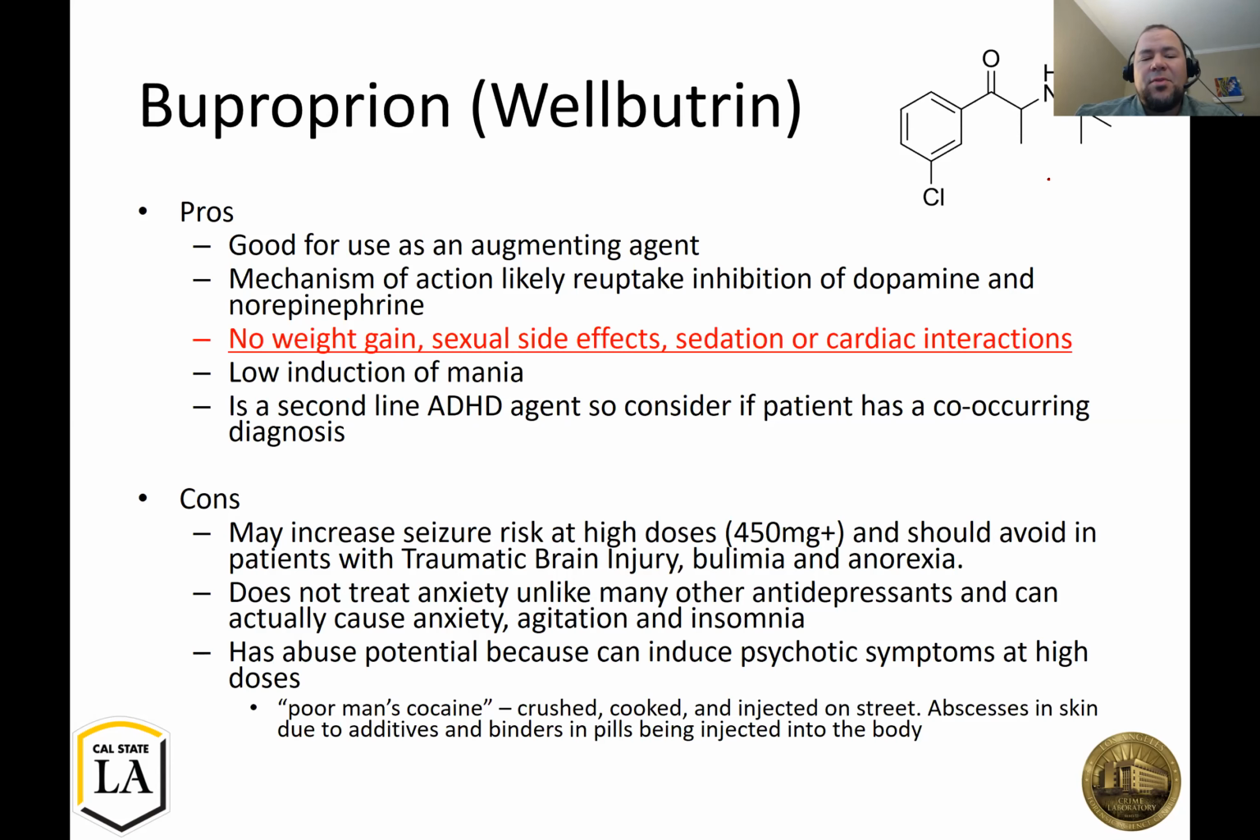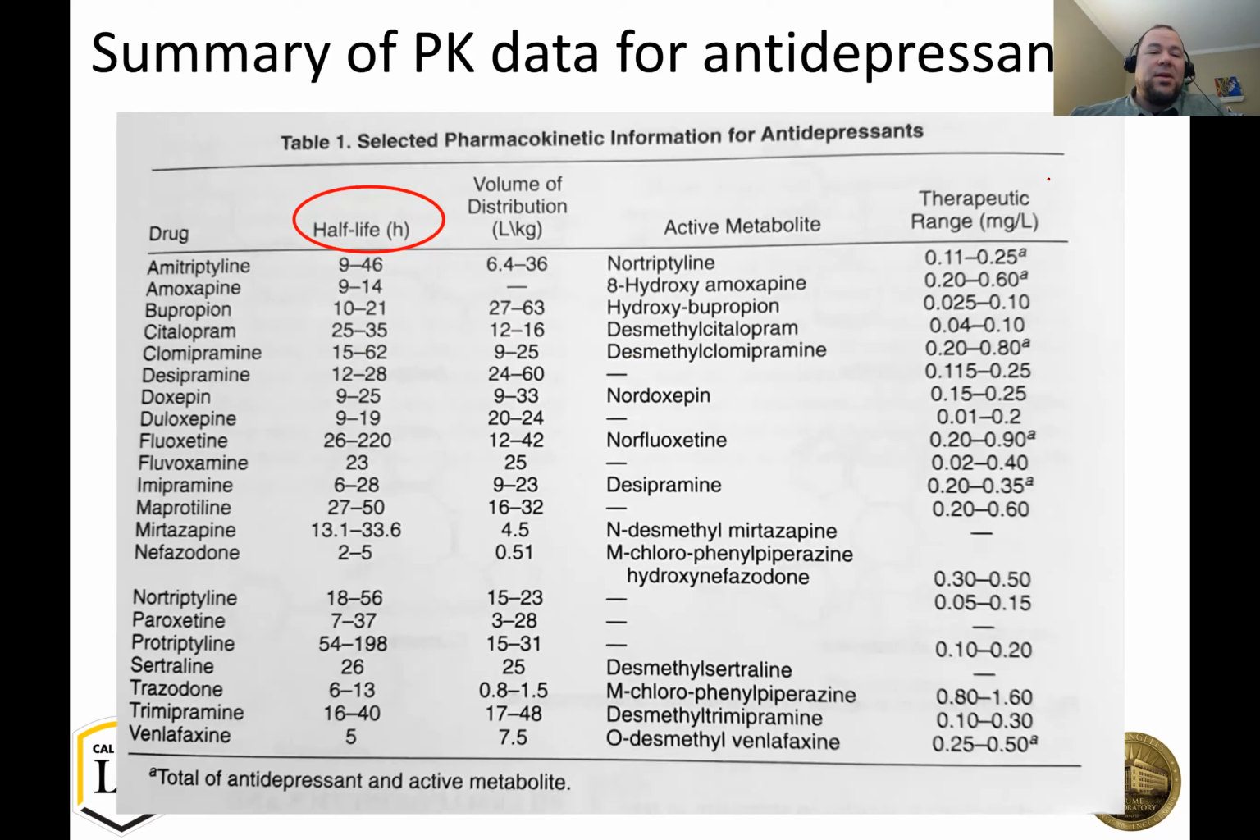It also has some abuse potential, which is kind of interesting. Some people call it the poor man's cocaine. You can actually crush it and cook it. You can inject it on the street. People have been injecting this stuff, and when you do that, you get abscesses, which come from all the binders inside these pills that people will crush up and boil and inject. So it can have abuse potential, which is an issue with it being on the streets.